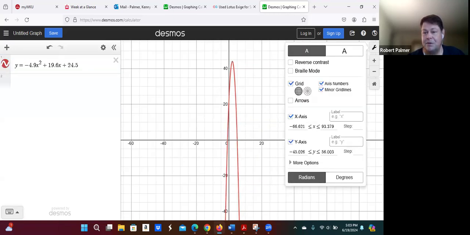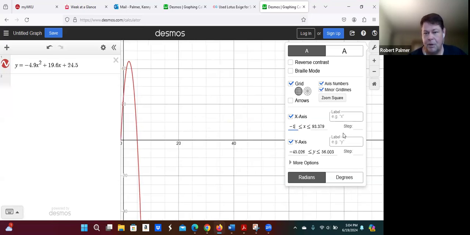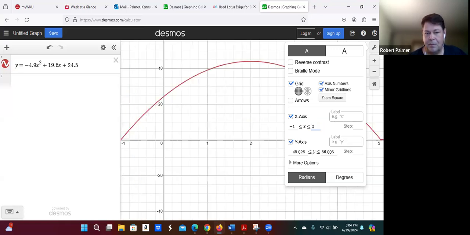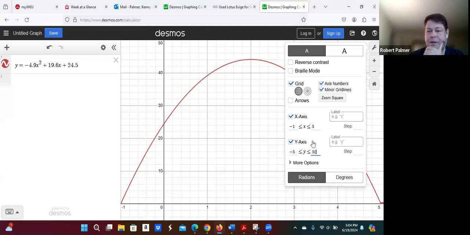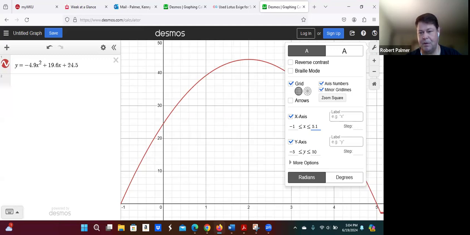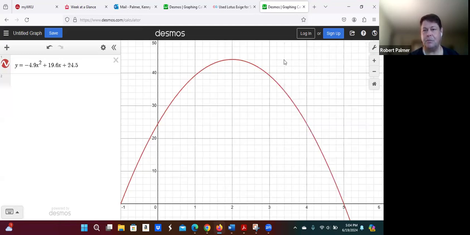So let's change our scale. The y-axis goes up to about 45 or so. For the x-axis, let's go a bit negative so we can see the whole thing better. So let's go from -1 to 5. And in y, let's go from -5 to maybe 50. Let's actually make this 5.1 so we can see everything a bit better. Maybe let's do 6. There we go. I did that to make it a little easier to see.